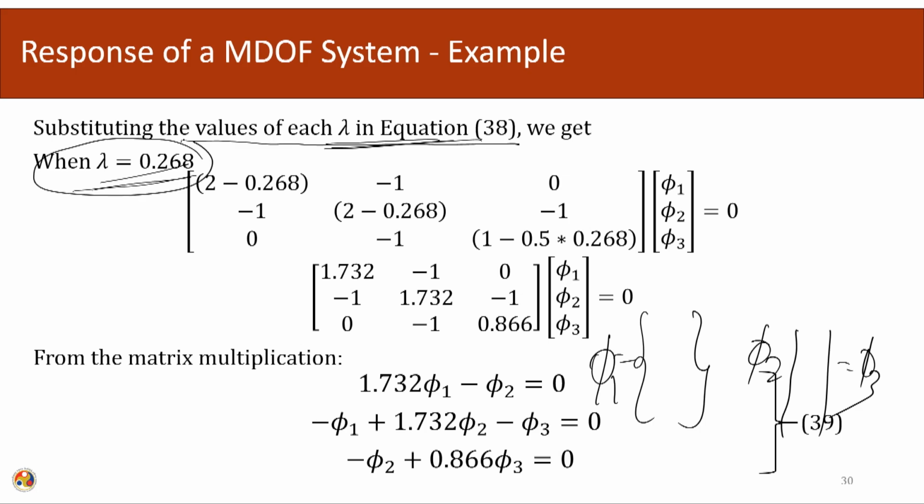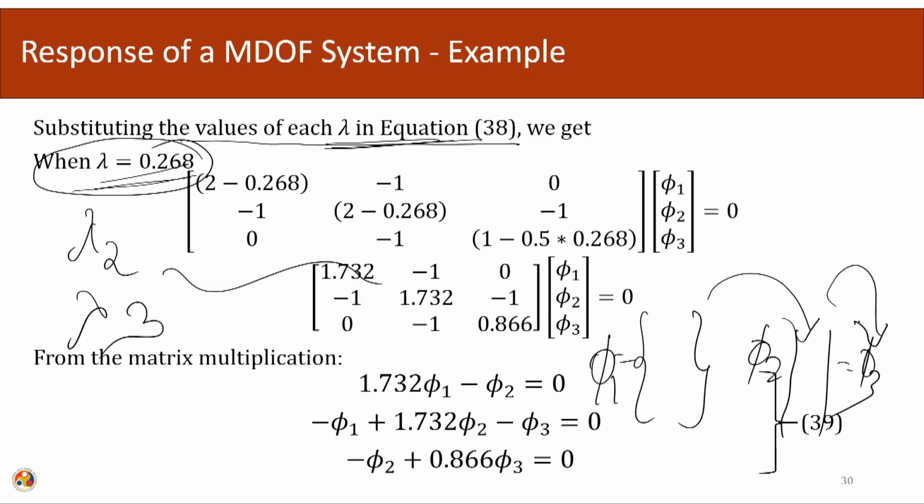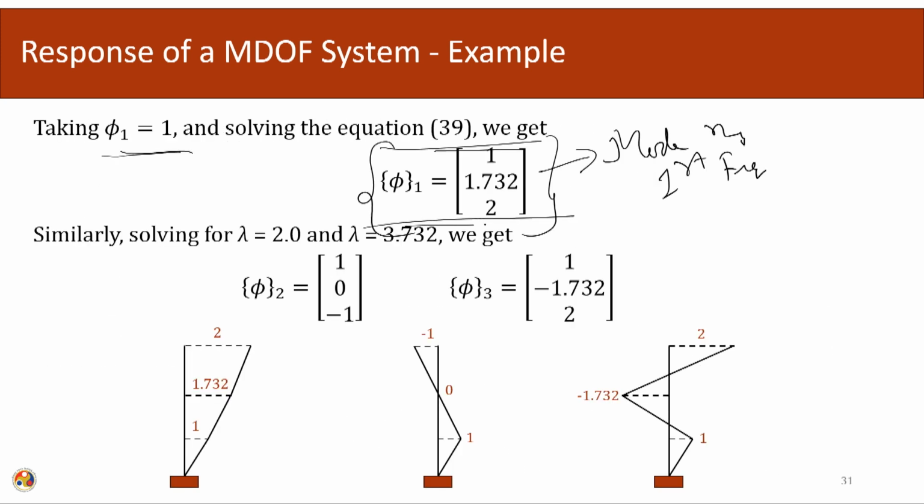Here we have put the value of lambda corresponding to the first frequency omega 1. Then we will put the value of lambda 2 and calculate back all the phis. We will get phi 2, and then we will put the value of lambda 3 and get the value of phi 3. So, this is the value of the first mode, second mode, and the third mode.